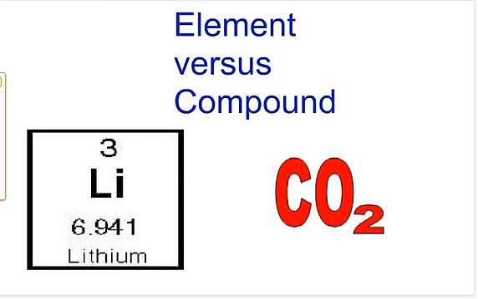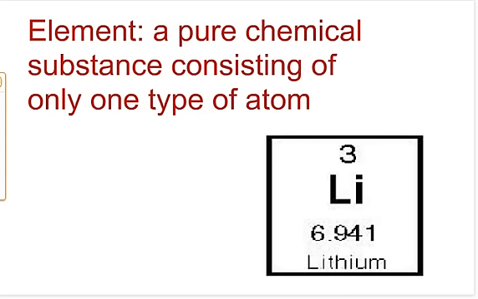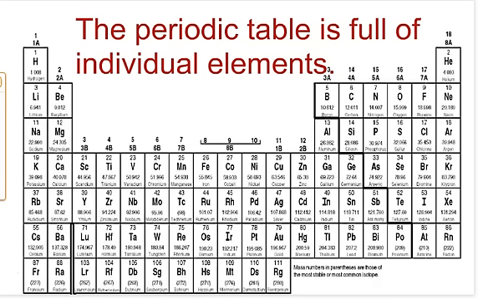This video is called Element versus Compound. Let's start with element. An element is a pure chemical substance consisting of only one type of atom. This is an example right here. This is the element lithium. The periodic table is full of individual elements.